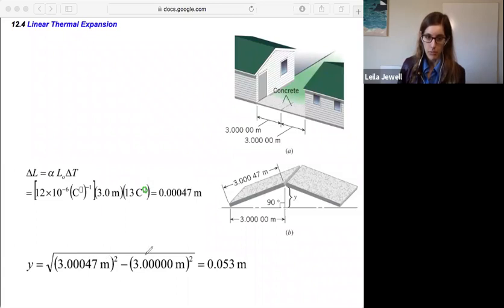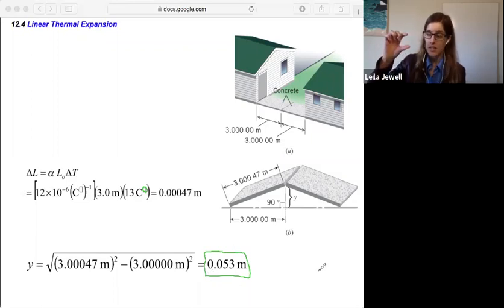But with that change in length, the new length becomes 3.00047 meters squared minus the original length squared, 3 squared, and that comes out to a y of 0.053 meters, or 5 centimeters. That's about 2 inches. That's noticeable, right? That's enough that you can trip on that sidewalk.